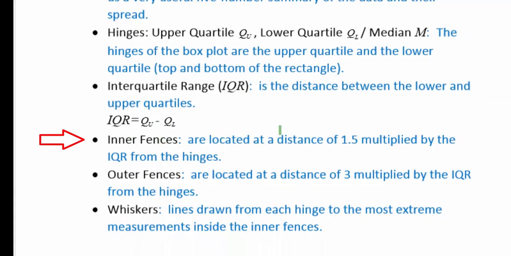The inner fence is located at a distance of 1.5 multiplied by the IQR from the hinges. The outer fences are located at a distance of 3 multiplied by the IQR. The whiskers are lines that are drawn from each hinge to the most extreme measurement, that is the minimum and the maximum value of our data set, within the inner fences.